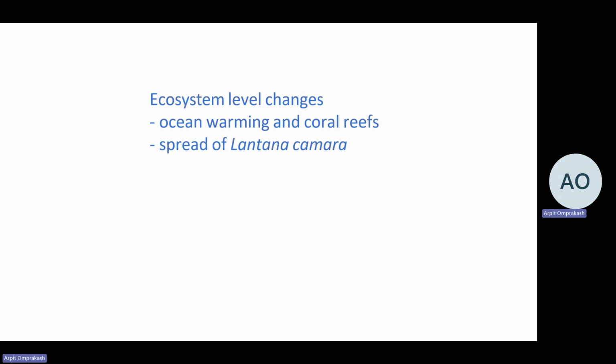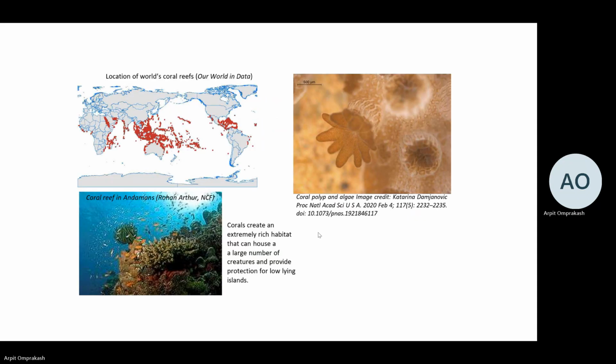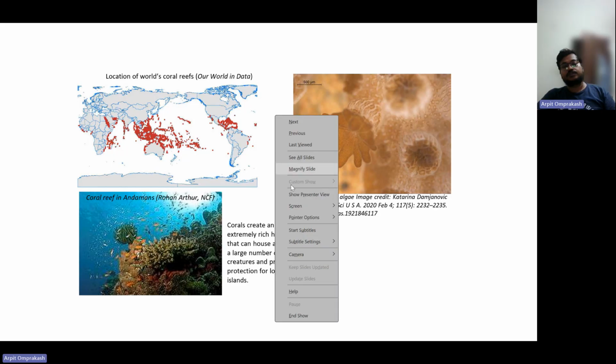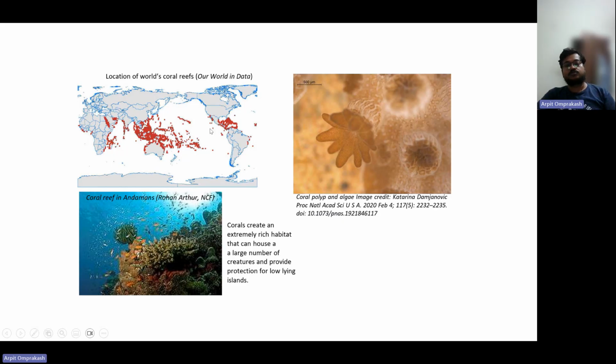Next, we'll talk about ecosystem level changes such as ocean warming and coral reefs, how they are getting affected, and the spread of Lantana camara. Right. So the map here on the left hand side shows us the location of the world's coral reefs, right? Where all they are present.